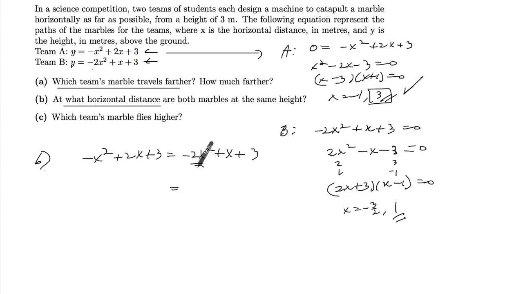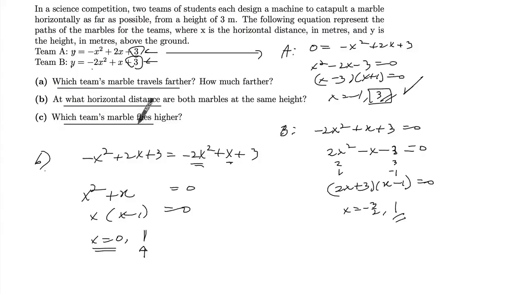Let's bring this over to the left side by adding 2x squared to both sides. You get x squared. Subtract x from both sides and you get 2x minus x, and the 3 cancels out. So they're at the same height when x is equal to 0 or 1. The x = 0 answer is obvious and trivial, since they both start at a height of 3 meters. But when they travel a horizontal distance of 1 meter, they're also at the same height.